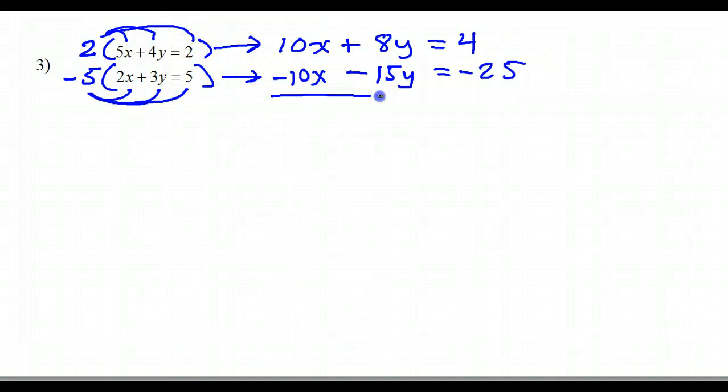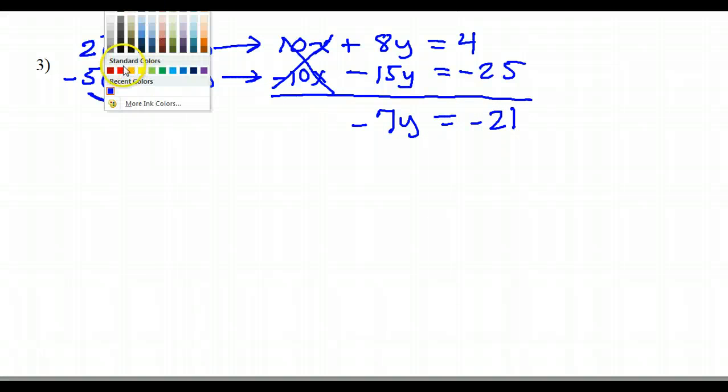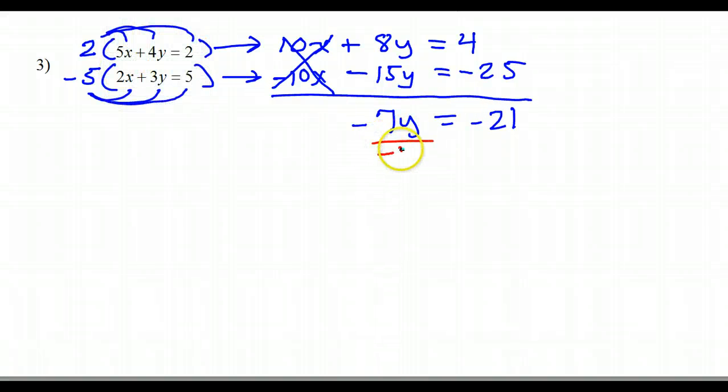Now that we have opposites that cancel, I can go ahead and combine like terms. So sure enough, these are going to cancel out. But 8 and a -15 together make -7y. And this is going to make -21. Follow through. Just divide both sides by -7.